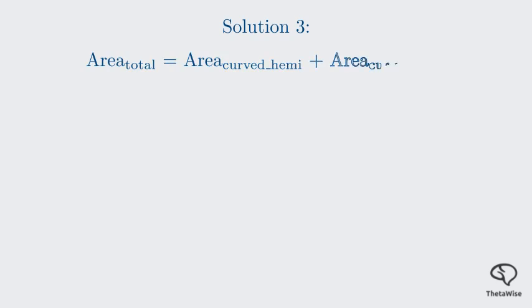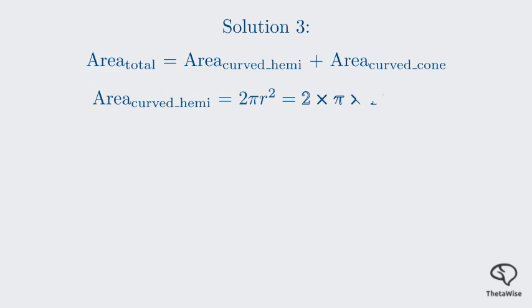Here's the solution. The total surface area is the sum of the curved surface of the hemisphere and the curved surface of the cone. The circular base where they join is internal and not part of the surface. First, the curved surface area of the hemisphere. The total surface area of a sphere is 4 pi r squared, so the curved area of a hemisphere is 2 pi r squared. With r equals 4, this is 2 pi times 16, which is 32 pi.